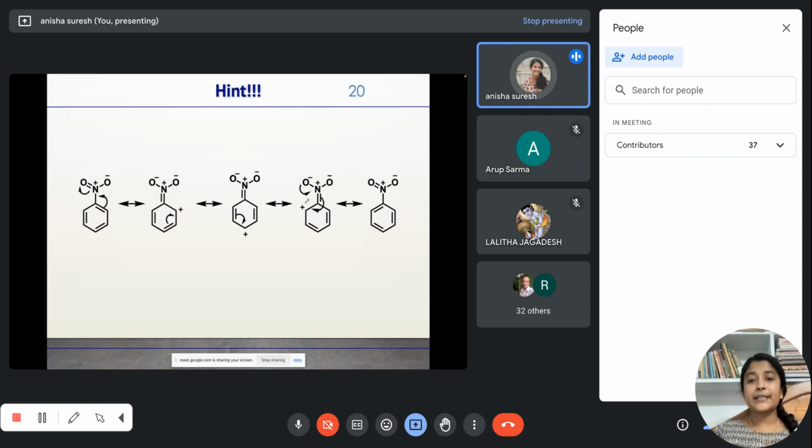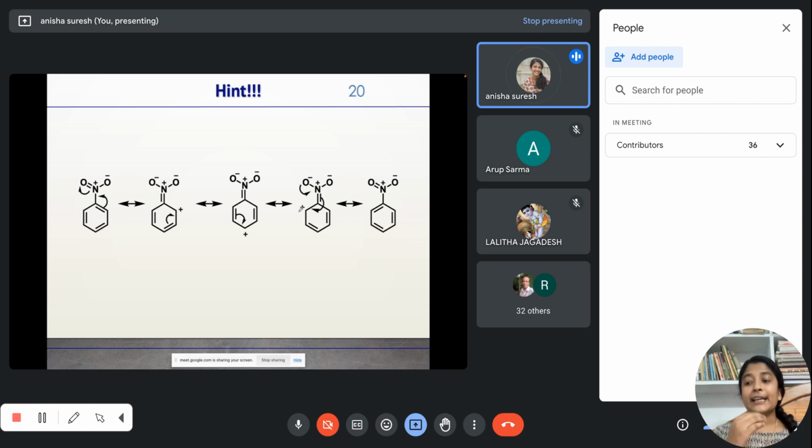Now for stabilizing this positive charge, the C double bond N bond will be migrating or delocalizing in this fashion, which is driven by the pushing of electron density of this oxygen lone pairs. So these are the different resonance structures of nitrobenzene, and in the ring, as we can see, there will be an overall positive charge. In the ring, there will be an overall positive charge.